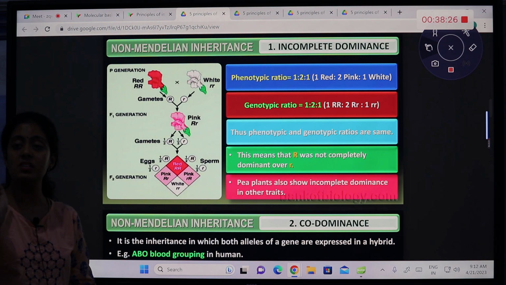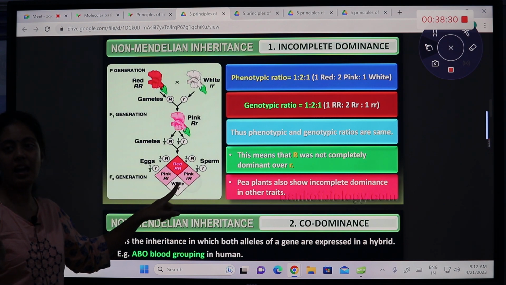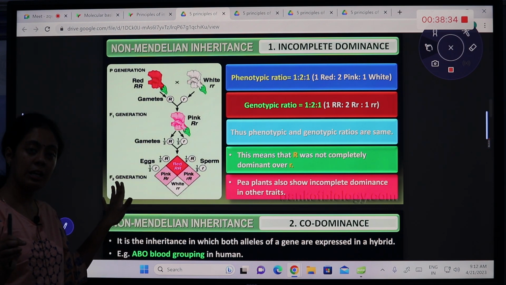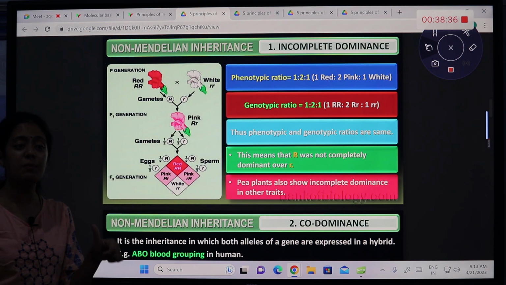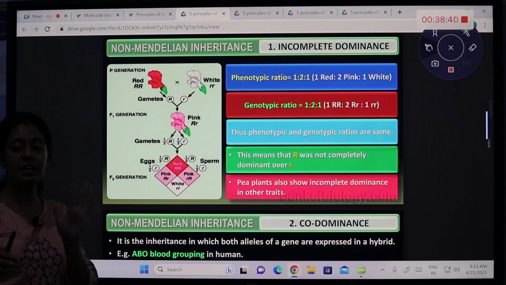The ratio is 1 is to 2 is to 1: 1 red flower, 2 pink flowers, and 1 white flower. And one more interesting thing is, for incomplete dominance, the phenotypic ratio and the genotypic ratio are the same. That is 1 is to 2 is to 1.